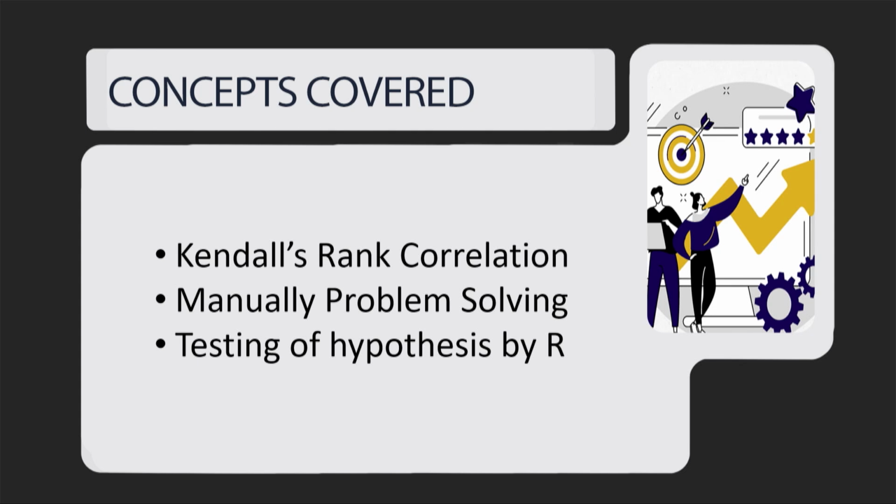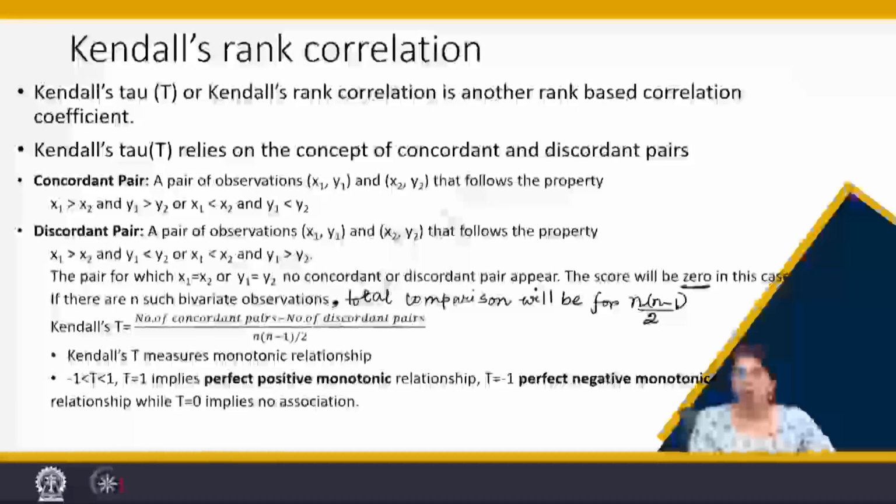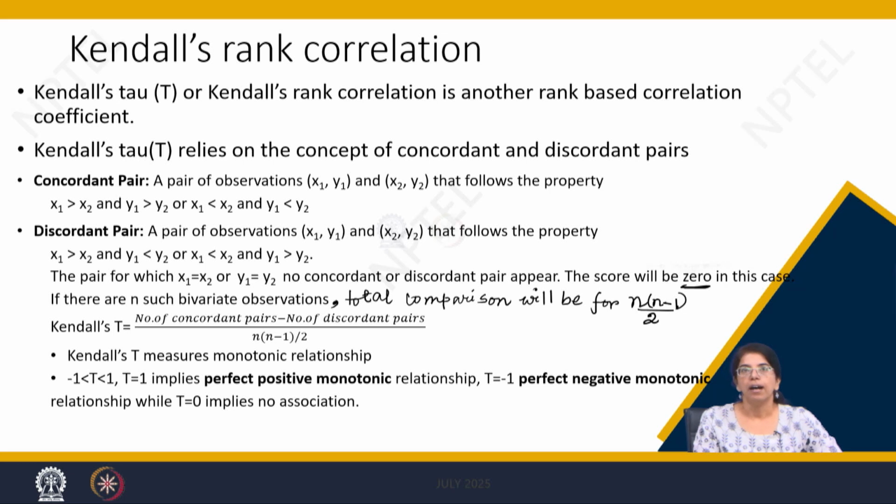As I already told you, we are going to cover Kendall's rank correlation. We will solve a few problems manually and a few problems using R. Also, we will make a test of hypothesis using R. Now, what is Kendall's rank correlation? Generally it is denoted as Kendall's tau, or Kendall's T in the sample version.